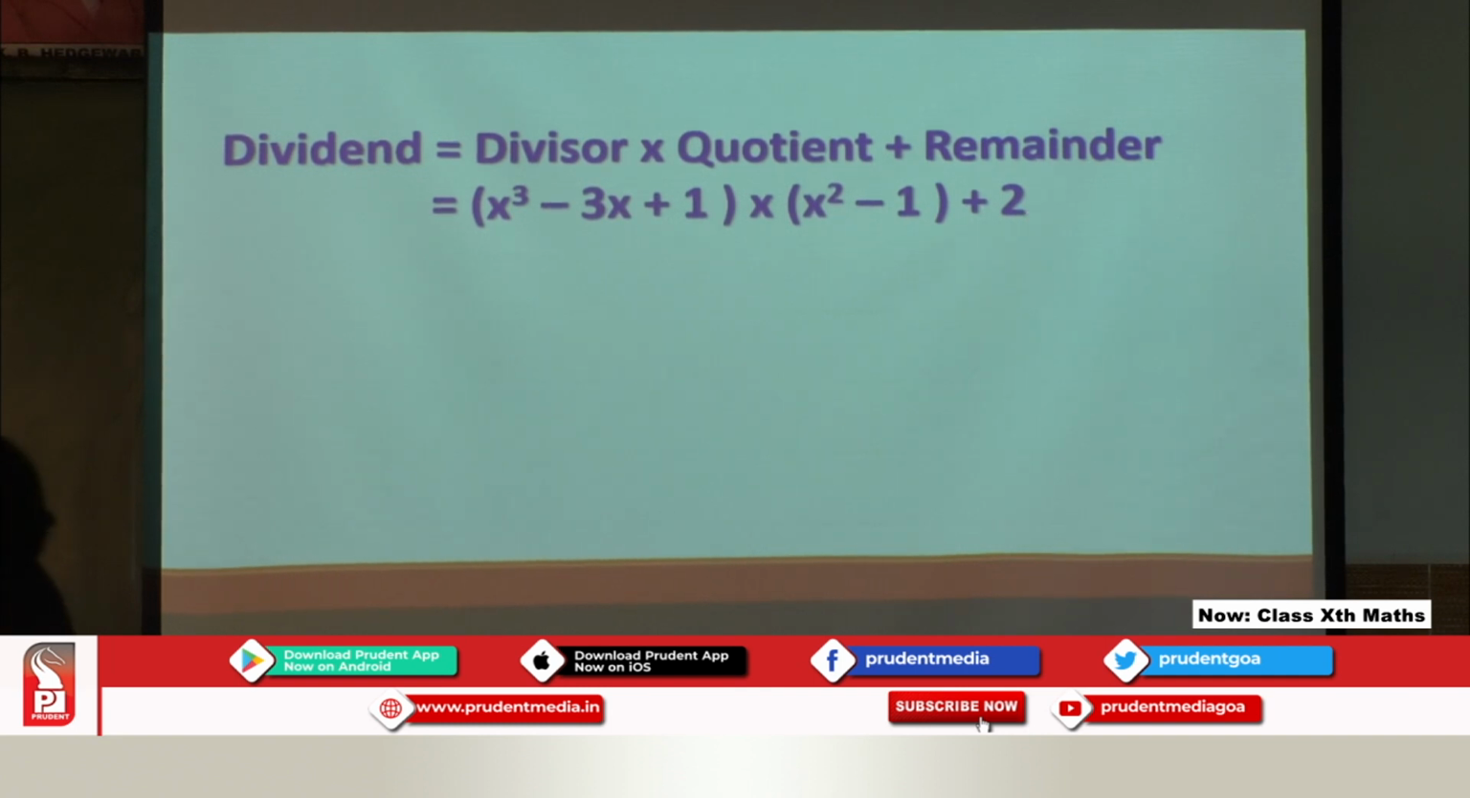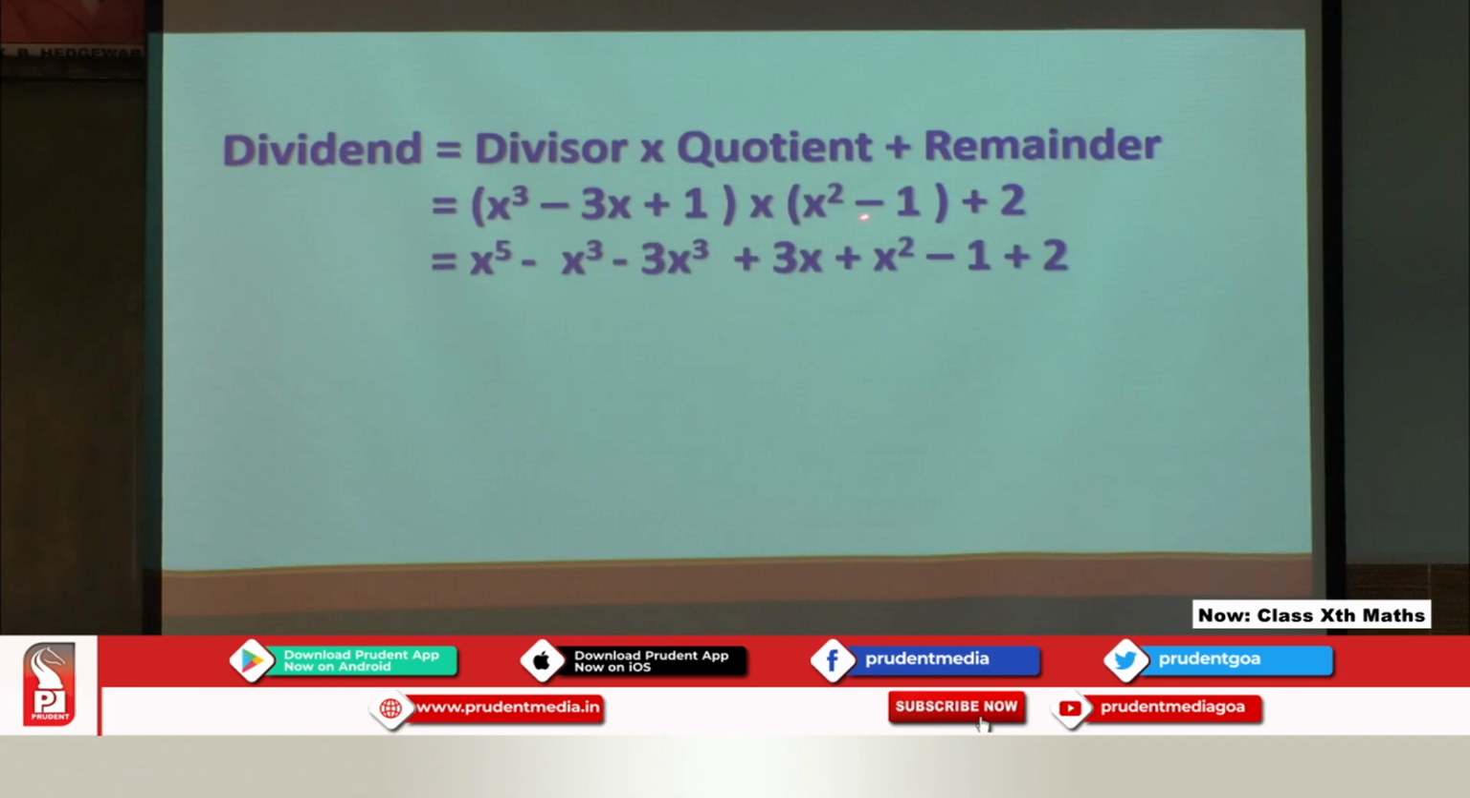Now next step, we should simplify, that means we should multiply this entire term by this term now. So x cube is multiplied by x square, we got x raised to 5. Again x cube is multiplied by the second term, that is minus 1, so minus x cube. Now this second term is minus 3x, so this minus 3x again multiplied by this entire term. So minus into plus is minus, 3x into x square, that is 3x cube. Now again minus into minus, that is plus, so 3x ones are 3x.